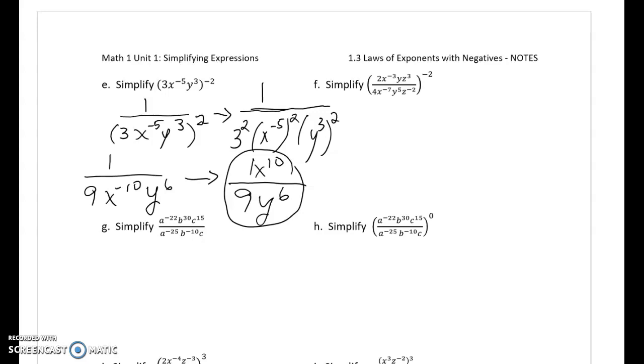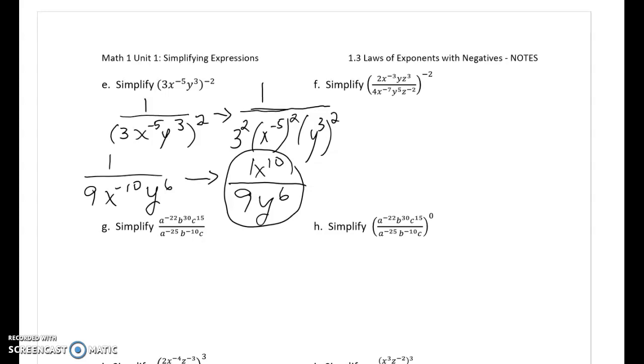All right, let's take a look at part F. So again, we see this negative exponent right here outside the parentheses. Now, instead of doing what we did in the last problem and flipping this into the reciprocal, what I'm going to do is take what's inside the parentheses and try to simplify that first. Notice the difference between part E and part F is that inside the parentheses for part F, there's a lot more going on.